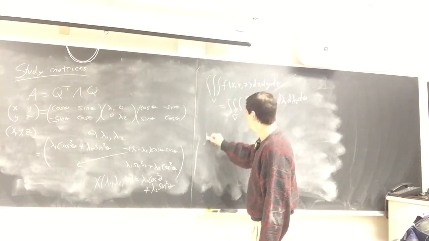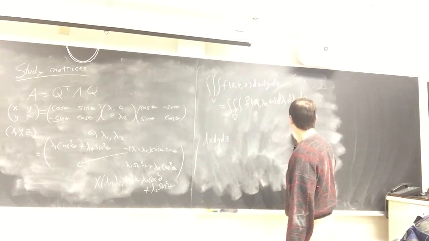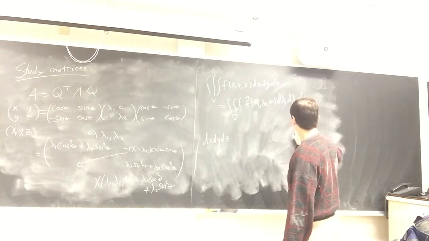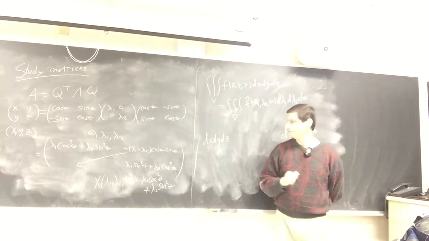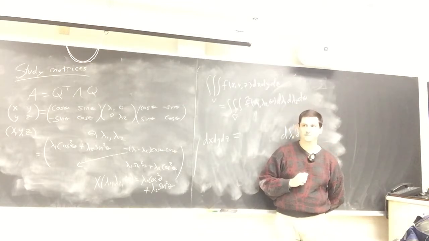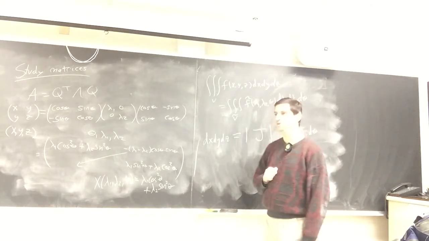So we need to figure out how do we go from dx, dy, dz to something d lambda 1, d lambda 2, d theta. So how do we take the transform? This is the change of variable formula. This is where you put in the determinant of the Jacobian.